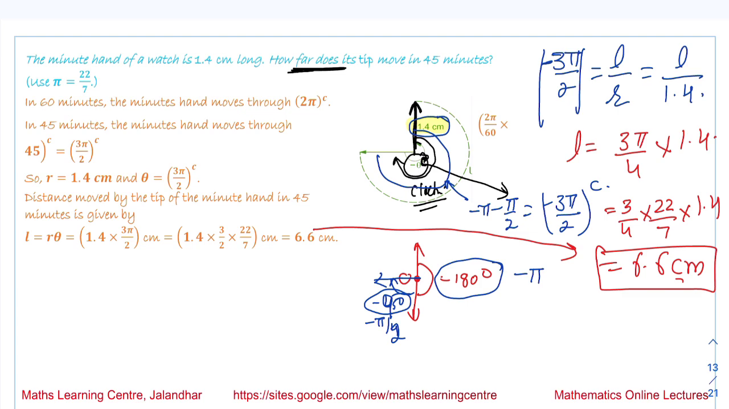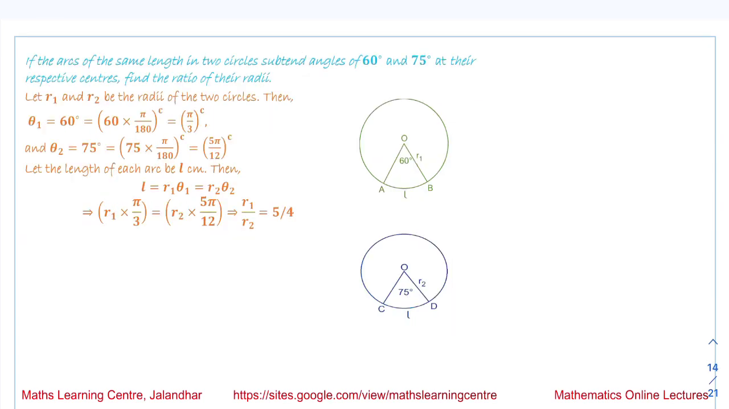Now the next question we have is, if the arcs of the same length in two circles subtend an angle of 60 degree and 75 degree at their respective centers, these are the centers of the circles, we have to find the ratio of their radii. So the arcs, they are subtending the same length at the center. If this length AB is L, then this length CD is given to be L.